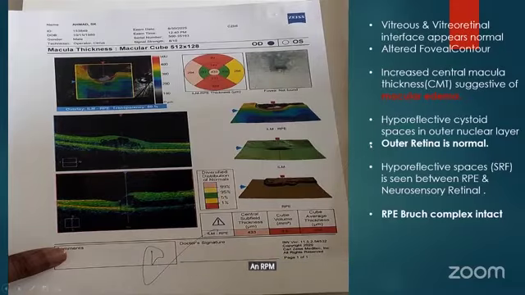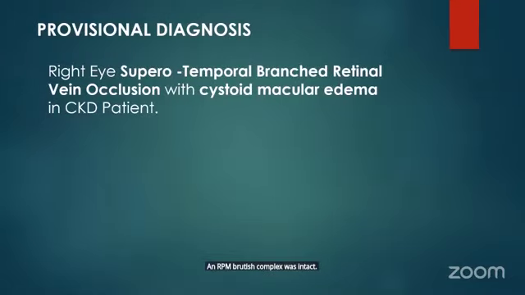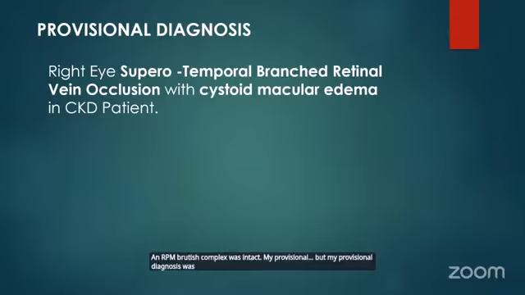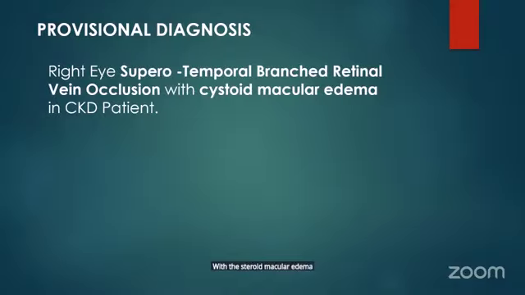Bruch's complex was intact. My provisional diagnosis was right eye superior temporal branch retinal vein occlusion with cystoid macular edema in CKD patient.